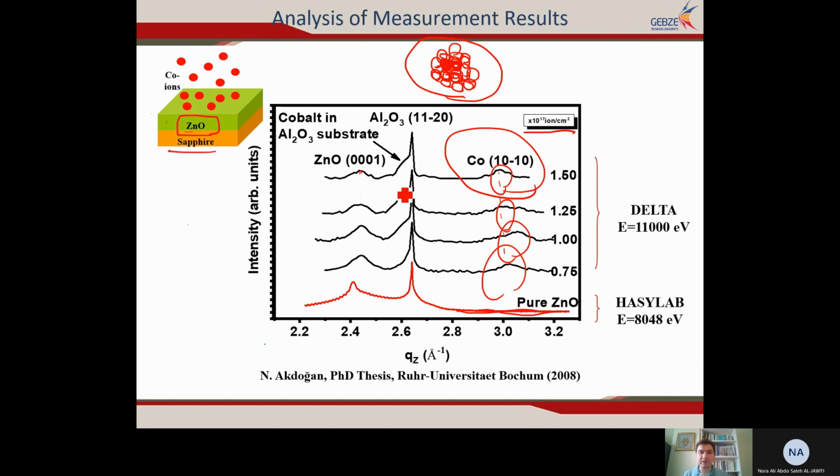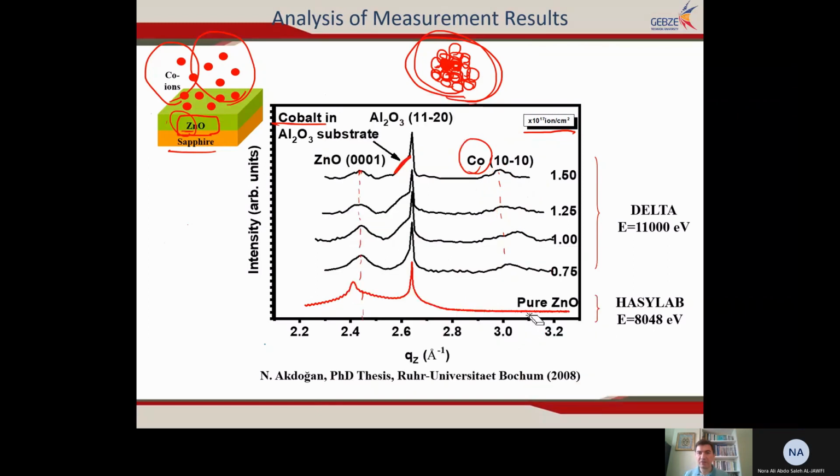So the cobalt atoms in the aluminum oxide lattice are the substitutional cobalt atoms, and the cobalt atoms that result in a shift in the zinc oxide peak are the substitutional cobalt atoms in the zinc oxide lattice. But the cobalt clusters are not located either in the zinc oxide crystal structure or the sapphire structure, so they form hexagonal cobalt clusters and stay independent from the crystal structure of the zinc oxide and the crystal structure of the sapphire. So what do you see here?